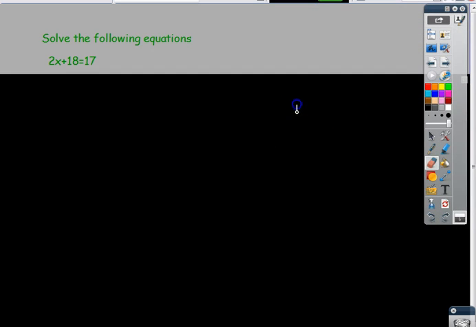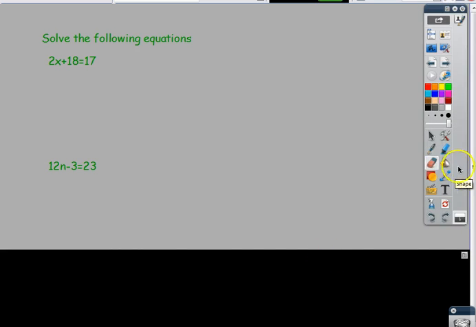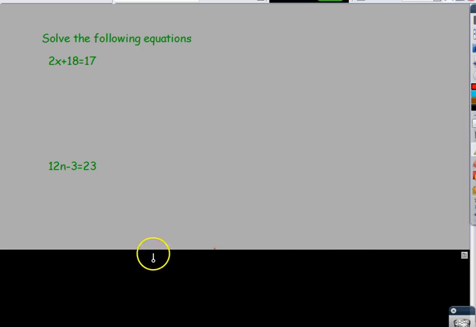Our first order of business here. Solve the following two equations. Now, remember, in solving an equation, what I need to end up doing is isolate the variable. The variable wants to be all by itself. So how do I do that? I use order of operations in reverse to do that.